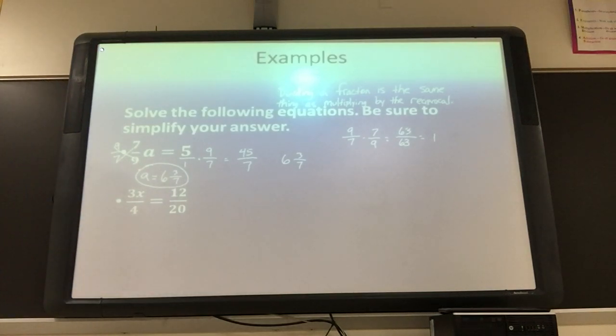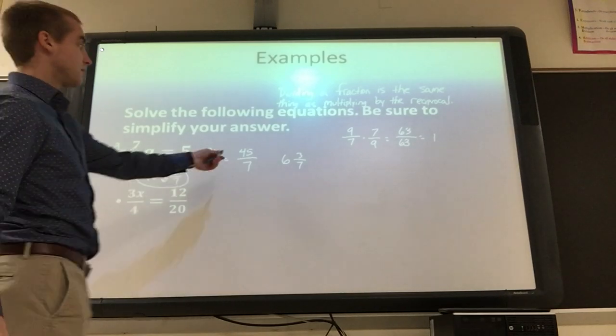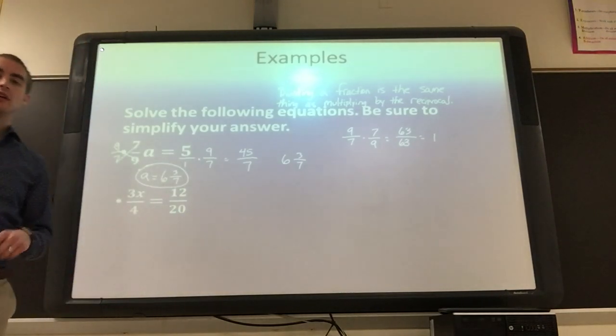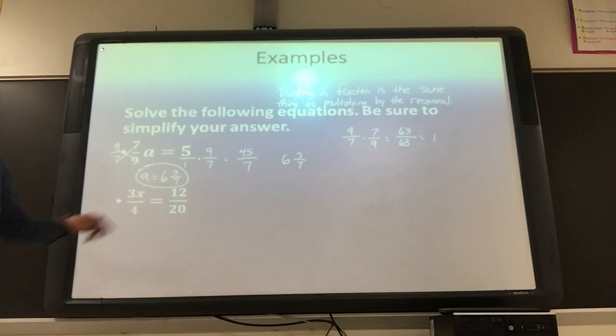Sometimes the question might say leave your answer as an improper fraction. If that's the case, you don't have to do anything else. You would have left it as 45/7. But in this case, we'll make that 6 3/7.